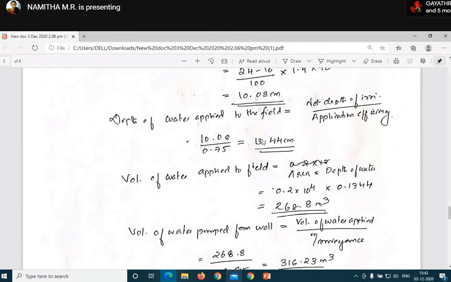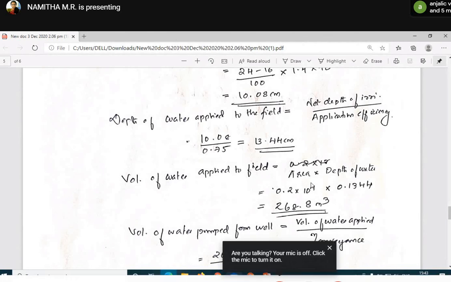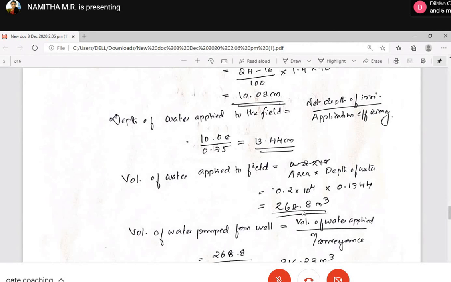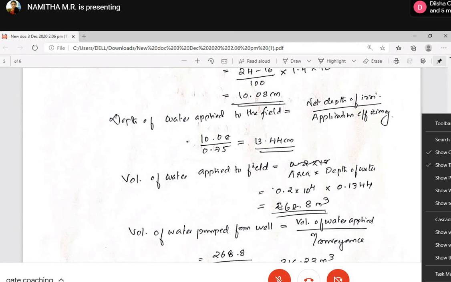Now, this is only the depth of water. So the total volume of water needed in the field is area into this depth. Area is given as 0.2 hectare. So 0.2 into 10 raised to 4, since hectare is changed into meter square by multiplying with 10 raised to 4, into this depth, where centimeter is converted into meter here. So the total volume of water needed in the field is 268.8 meter cube.